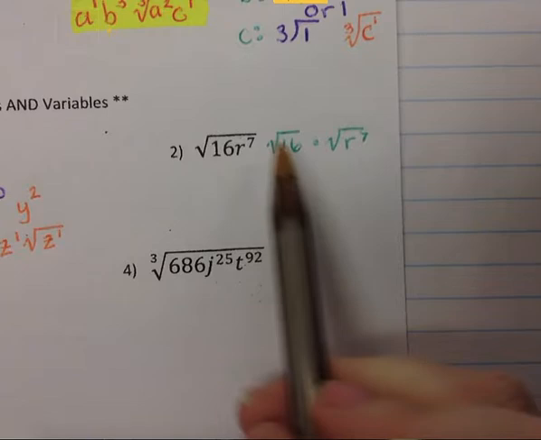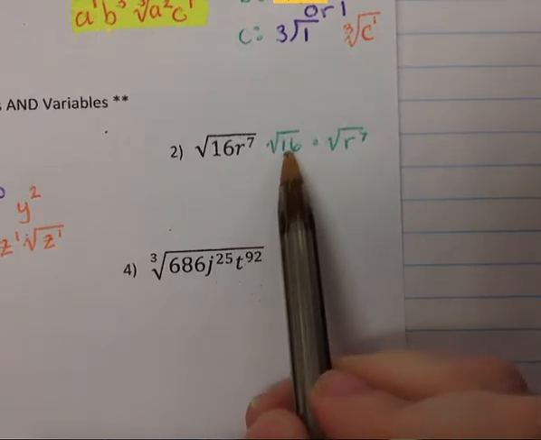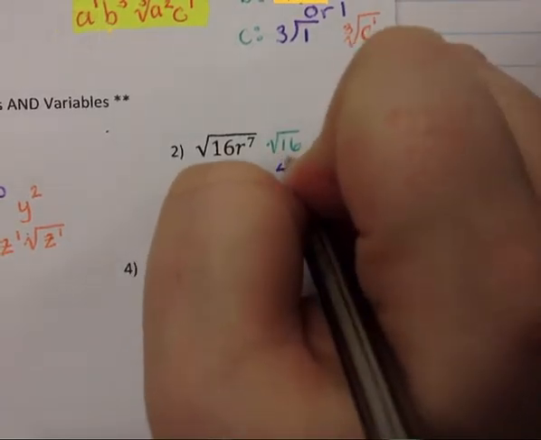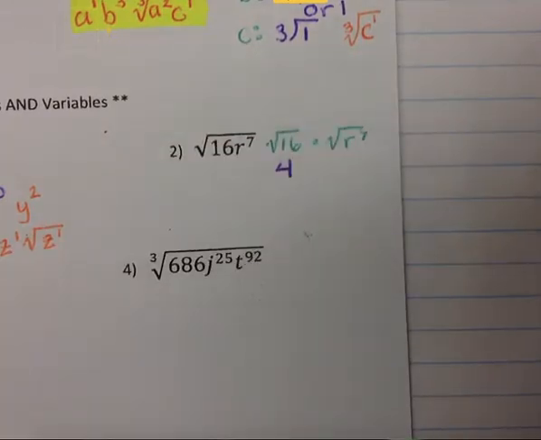So for the square root of 16, this is actually just 4. So I can write down 4. It's not the square root of 4, it is 4. The square root of 16 is just 4.